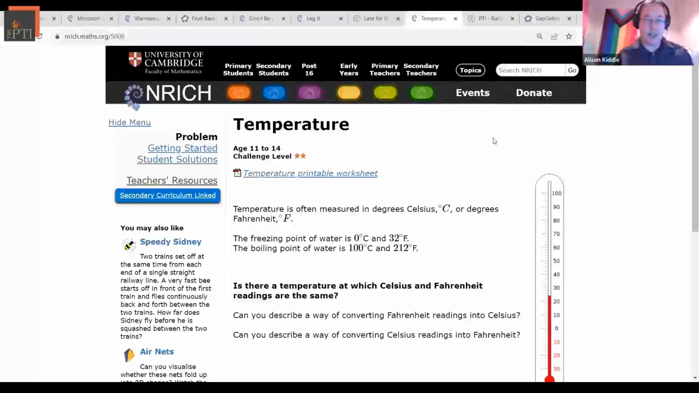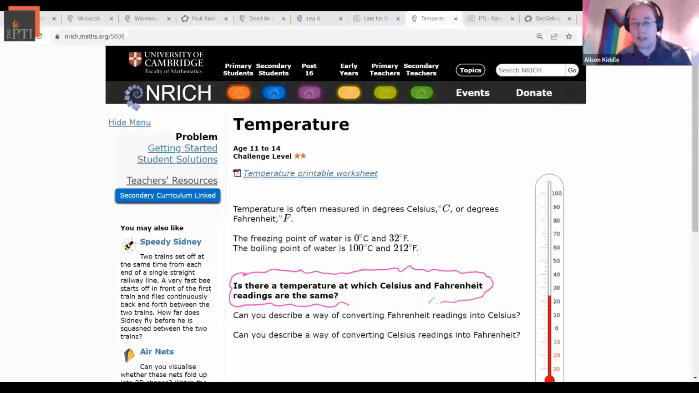But yeah, so this is again an old favorite on NRICH, the problem temperature, and it's based around this question in bold just here. Is there a temperature at which Celsius and Fahrenheit readings are the same? And if you happen to know a way of converting between Celsius and Fahrenheit, then you might have slightly different methods available to you for solving it.